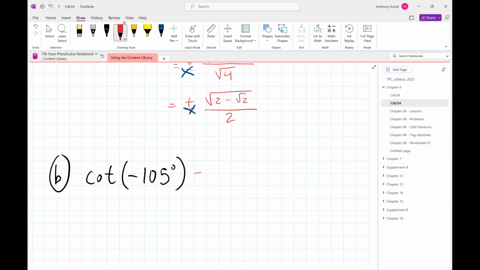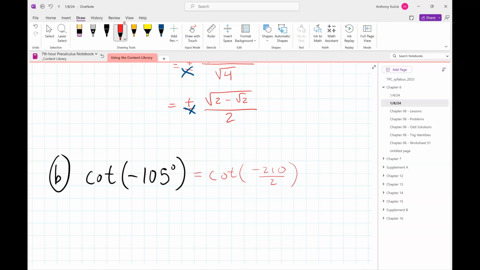So my first step would be to write this as half of a unit circle angle, right? So negative 105 is half of negative 210. Everybody agree with that? I notice that negative 210 is a unit circle angle, right? If I add 360 to negative 210, that's 240. That's definitely a unit circle angle. So I'm happy with that.